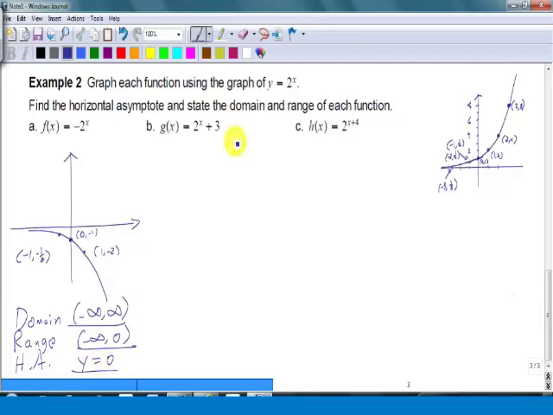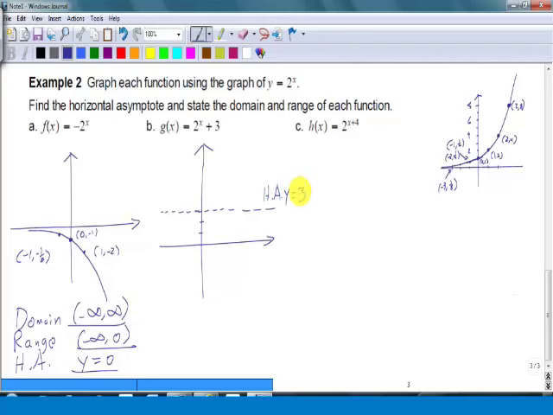G of x equals 2 to the x plus 3. What's the transformation that takes place from the original to this one? Start with y equals 2 to the x, shift it 3 units, up, down, right, or left. 3 units up. If we have a function that comes ready-made with a horizontal asymptote, and we do a vertical shift, that horizontal asymptote will shift vertically that many units. So it goes from y equals 0 to y equals 3. That will help as we try to sketch this graph.